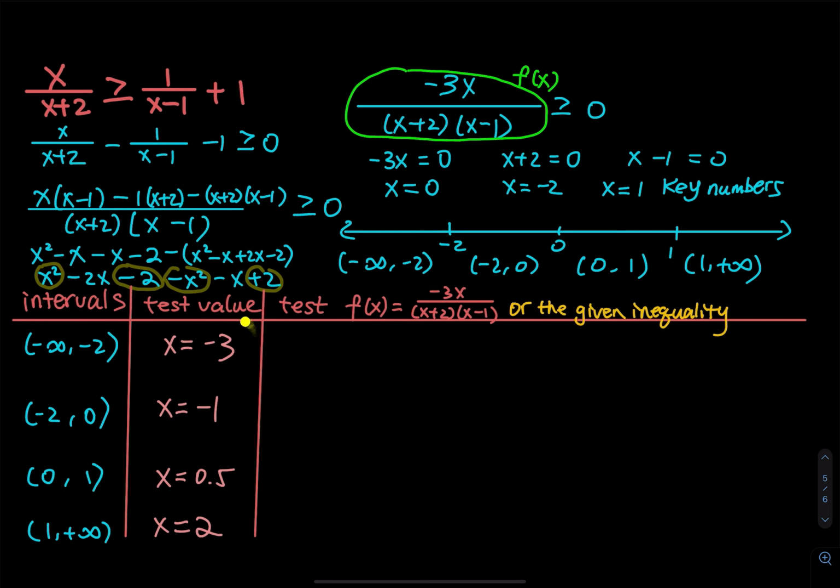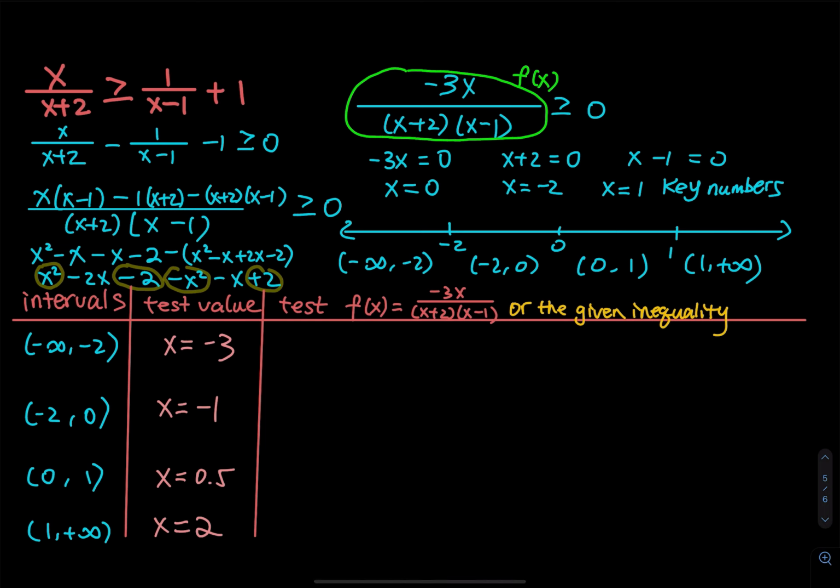The next step is you plug in each test value into the function to see which one is greater than or equal to 0. Or you plug in each test value into the original inequality to see which one is satisfied. And then you pick the one that is satisfied. Right? Just two different ways to do it.